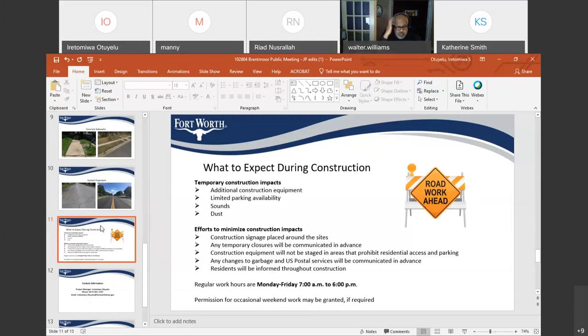We are making efforts to minimize the construction impacts on the neighborhood. As a result, construction signage will be placed around the sites. Any temporary closures will be communicated in advance. Construction equipment will not be staged in areas that would prohibit residential access and parking. We actually discussed that with the contractor. We don't want any equipment blocking residential access and parking.